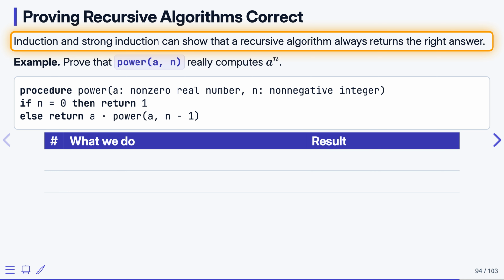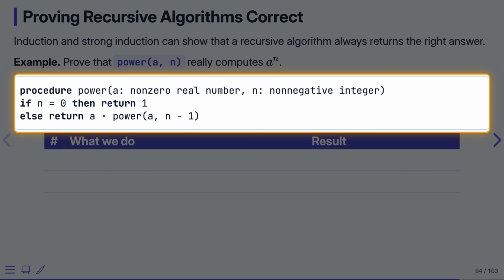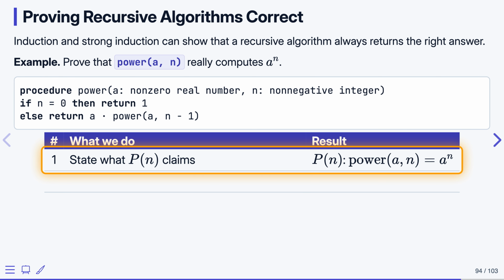Induction and strong induction can show that a recursive algorithm always returns the right answer. Let's prove that the power algorithm is correct. The code is at the top. If n is 0, it returns 1. Otherwise, it returns a times the call power of a, n minus 1. Step 1. Write P of n down. It says the call power of a, n returns a to the n.